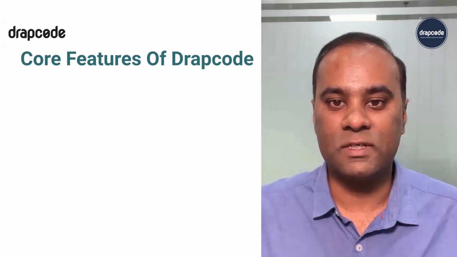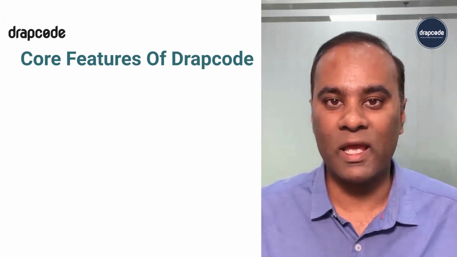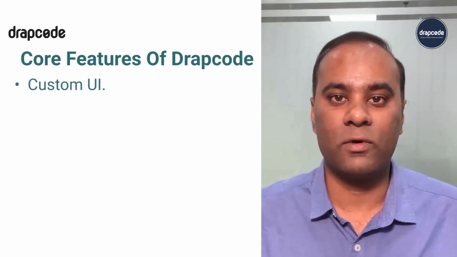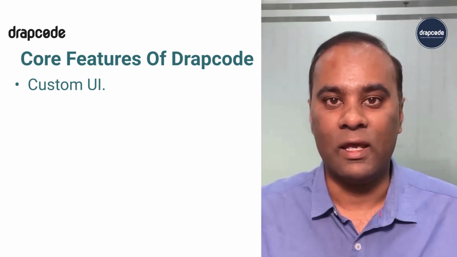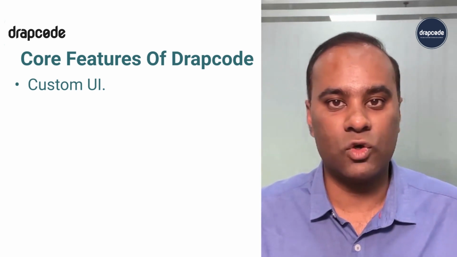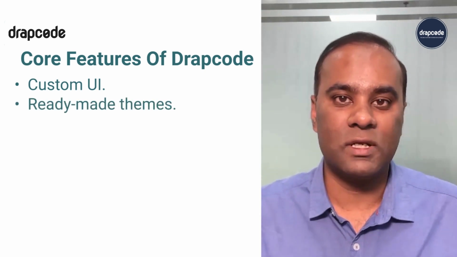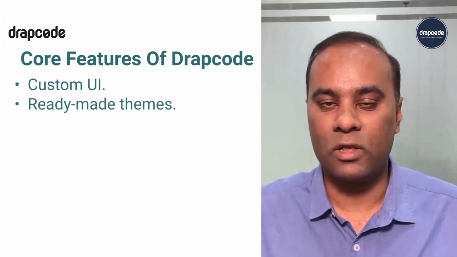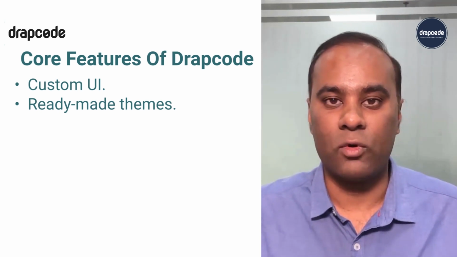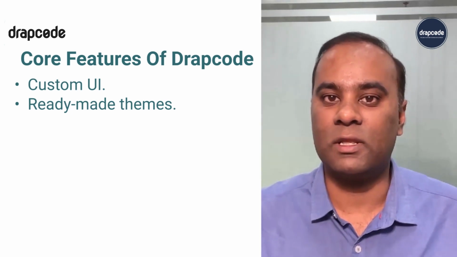So the core features of DrapCode, when you are choosing it as a no-code builder: you can have your own 100% custom UI. There is no limitation on what type of web application you can design, as long as you know HTML, CSS, or some basics of designing. The good thing with DrapCode is that there are a lot of ready-made themes available in the market. You can purchase or download a theme and import it in DrapCode, and DrapCode builds your web application with 100% of the UI of that particular HTML theme or template.